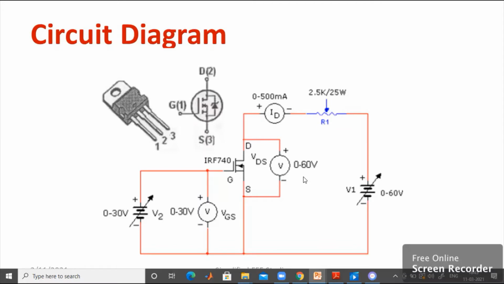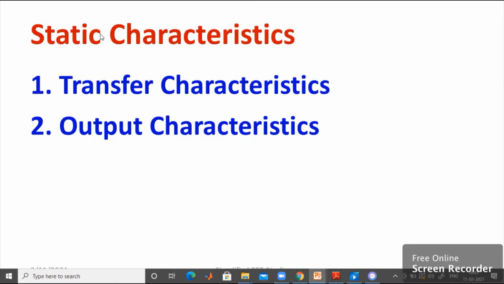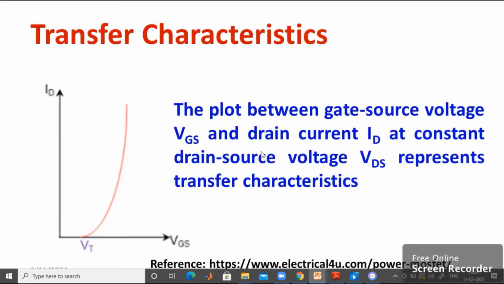Actually, we are doing it in a module, so separate connections are not required. With the help of patch cords, we are going to do the connections accordingly. Only those things we are going to do. And in the last session, we became familiar with the static characteristics. First one is transfer characteristics and second one is output characteristics.